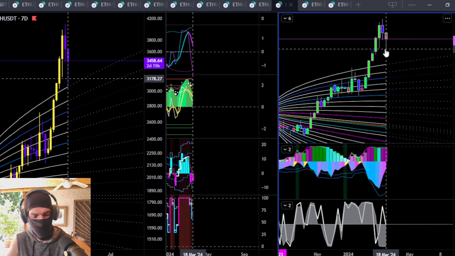Today we're going to be looking into Ethereum USDT. We're going to start from the 21 day and pretty much end it on the 5 minute, 1 minute.